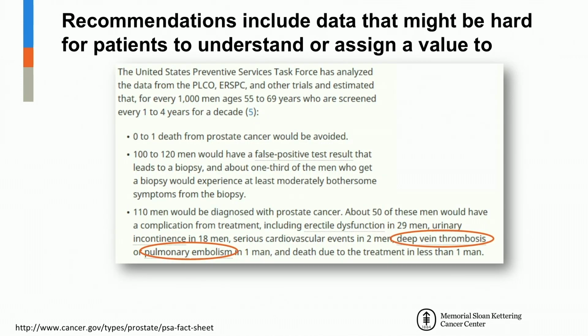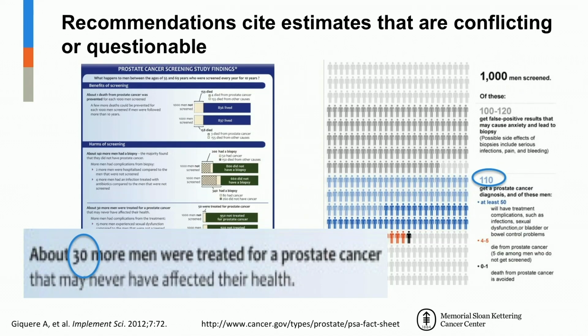Other problems with these decision aids is that we use data and terms that might be difficult for patients to understand and assign a value to. Here's a decision aid that talks about the risk of deep vein thrombosis or pulmonary embolism. I don't know if patients know what these terms are. The estimates that they cite might also be conflicting or questionable. Here's one that says 30 more men will be treated for prostate cancer for every 1,000 men screened. Another aid says 110. I mean, which of these numbers are right?